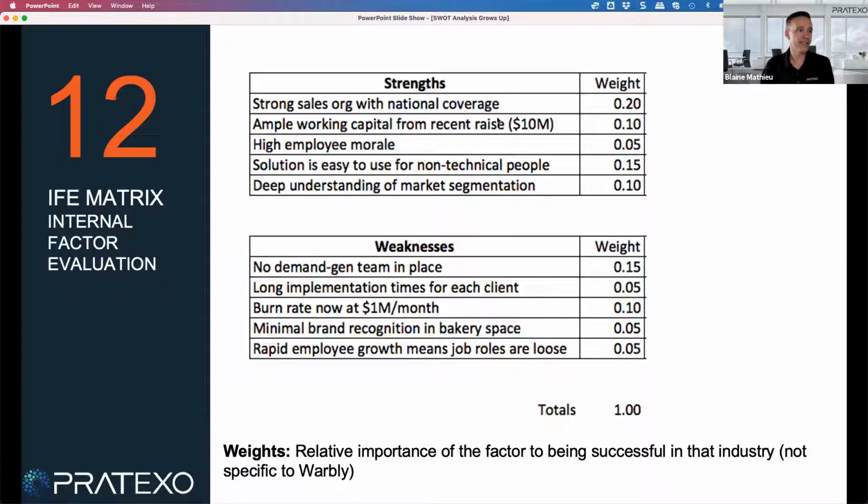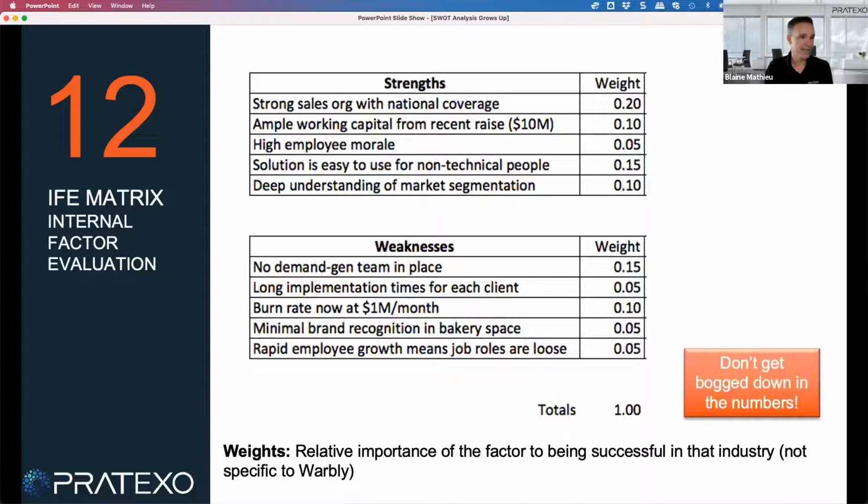How important is it to have a strong sales force with national coverage? Forget about whether Worbly has one or not yet. The question is, how important is this factor? How important is it to have a demand gen team in place? That's pretty important. This issue of long-term implementation times, not as critical an issue. Let's just get the deal done. If it takes 6 months to get them live, we're not as concerned about that. Okay, so that's the IFE. As I said, don't get bogged down in the numbers.